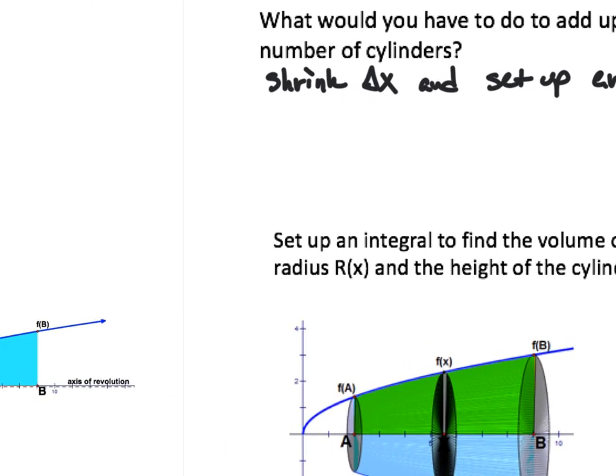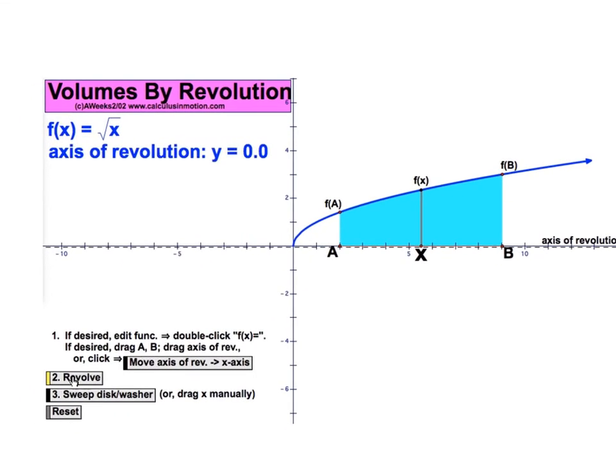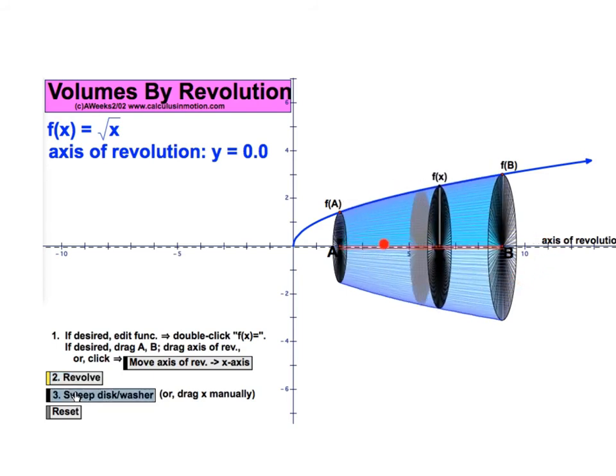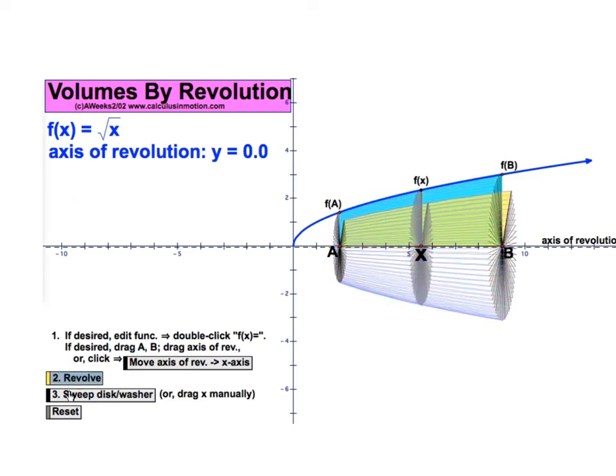So what I want to do is show you guys what we're doing here and how this works. Let me play this real quick for you. And so what we're doing is taking that region between A and B and revolving it around the x-axis. And what happens is we get an infinite number of cylinders inside of that. And we want to take all those cylinders and add them up, okay? So this is what we're doing. We're revolving this around the x-axis.